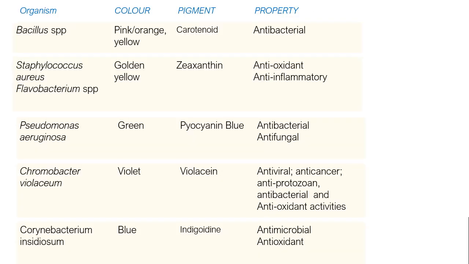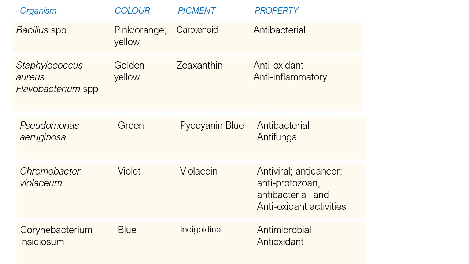So these are some extra examples that I would like to mention here. You can see these are bacteria like Bacillus, Staphylococcus, Flavobacterium, Pseudomonas, Chromobacterium, Corynebacteria, right? And the pigments are carotenoid, zeaxanthin, phycocyanin, violacein, then indigoidine, right? They also have a wide range of properties like antibacterial, antioxidant, anti-inflammatory, antimicrobial, antiviral, antiprotozoal, etc. So you can see a variety of microbes produce different kinds of pigments and they have very good properties that can be used.